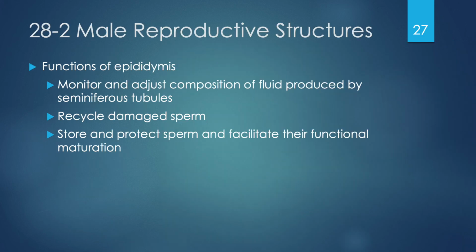The epididymis is responsible for continually monitoring and adjusting the composition of the fluid that the seminiferous tubules create. It is also there to basically recycle damaged sperm. Any cellular debris or sperm that are damaged will be absorbed in the epididymis. The products of this breakdown are released into the interstitial fluid around the tissue, so they can be picked up by the surrounding blood vessels. And lastly, it also functions as a site of storage as well as protection to help facilitate sperm as they mature.